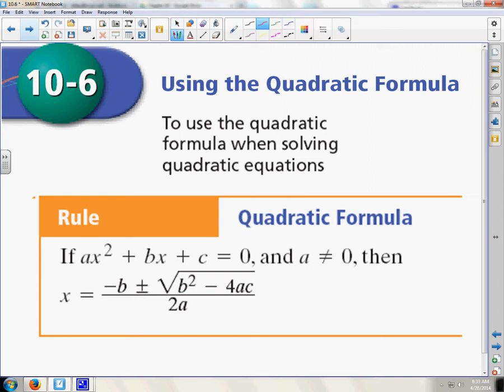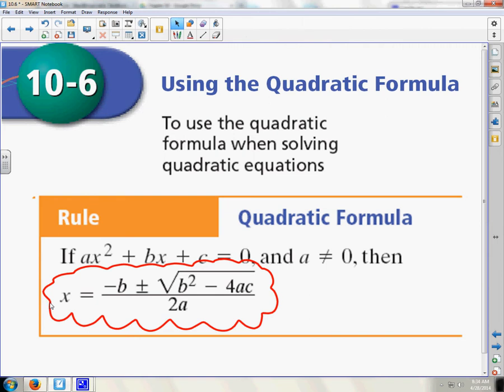Also, on this first page, really all you need to copy down is the actual quadratic formula. If I give you an equation, ax squared plus bx plus c equals 0, then x equals negative b plus or minus the square root of b squared minus 4ac, all divided by 2a. So this is the quadratic formula. You will see this a lot throughout the rest of your years.